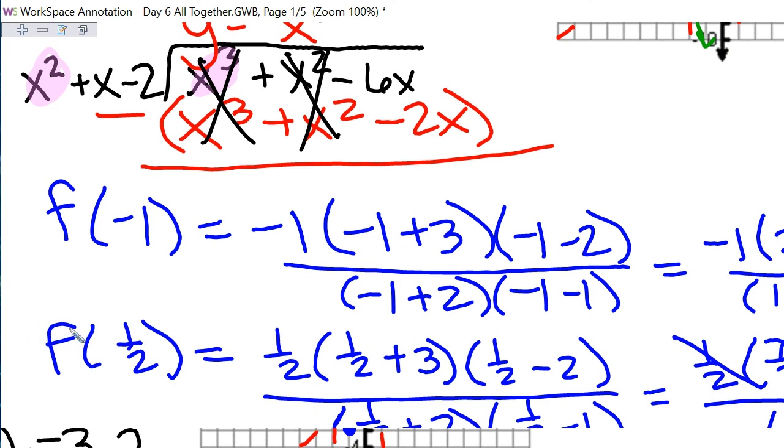So f of negative 6 would be negative 6. Negative 6 plus 3. Negative 6 minus 2. Negative 6 plus 2. Negative 6 minus 1. That gives us negative 6. What's negative 6 plus 3? Negative 3. Negative 6 minus 2 is negative 8. Negative 6 plus 2 is negative 4. And negative 6 minus 1 is negative 7.